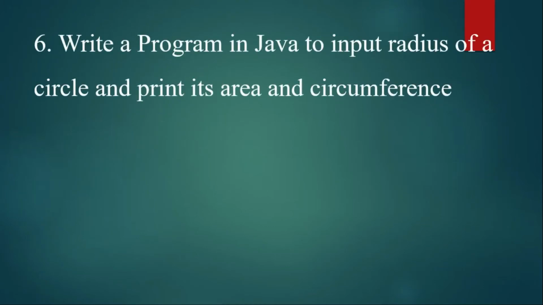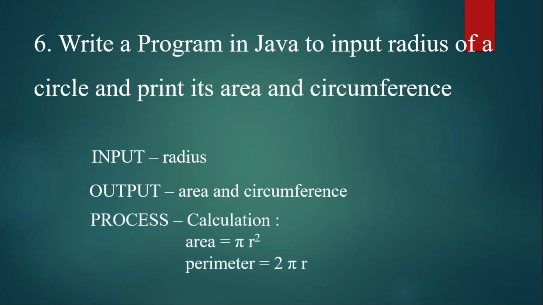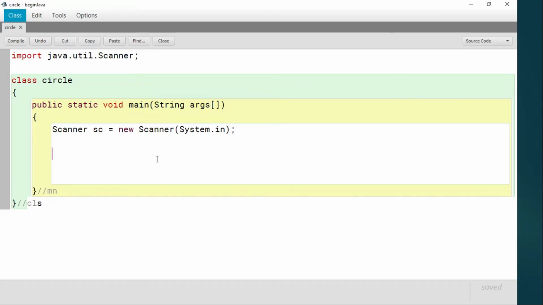Write a program in Java to input the radius of a circle and print its area and circumference. So here the input is the radius and the outputs are the area and circumference. The process, the calculation part: area is given as pi r square and circumference is 2 pi r. Let's do the program. We have created the class Circle, and using the Scanner class, we are going to do the program.